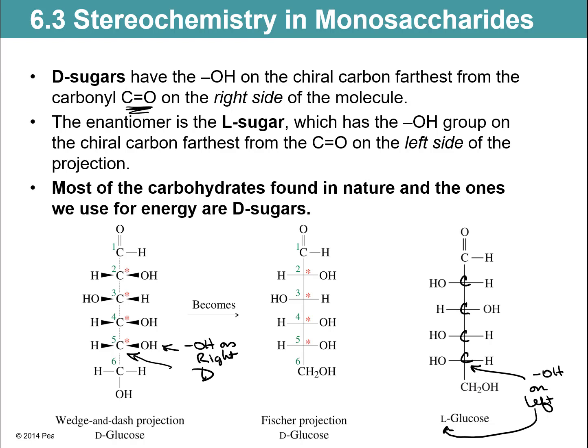Almost all carbohydrates found in nature are D. On that last chiral carbon, the alcohol group is on the right. That is just by and large the most common.